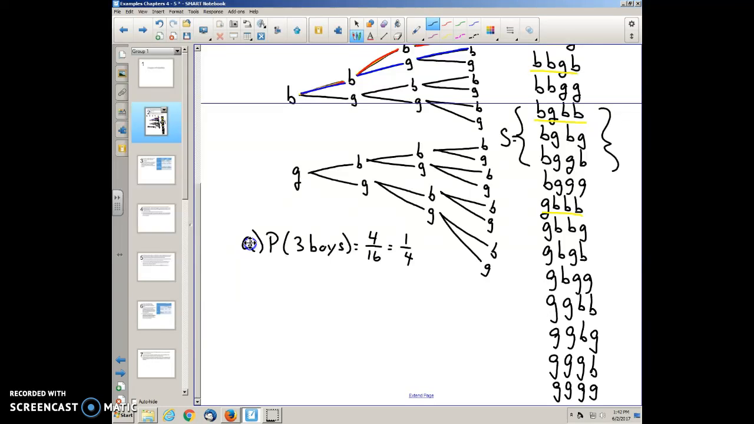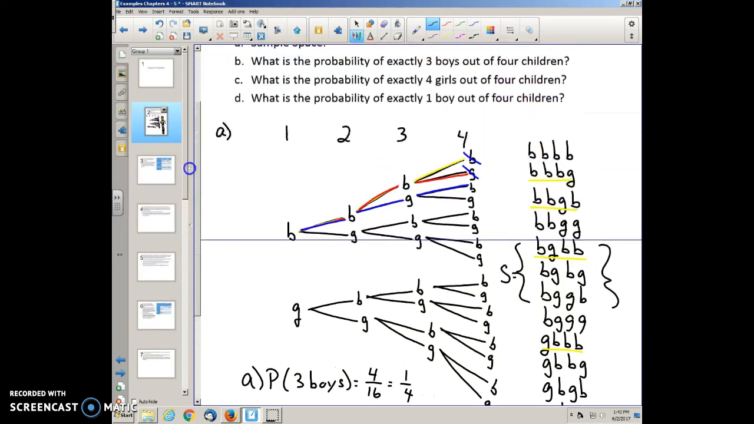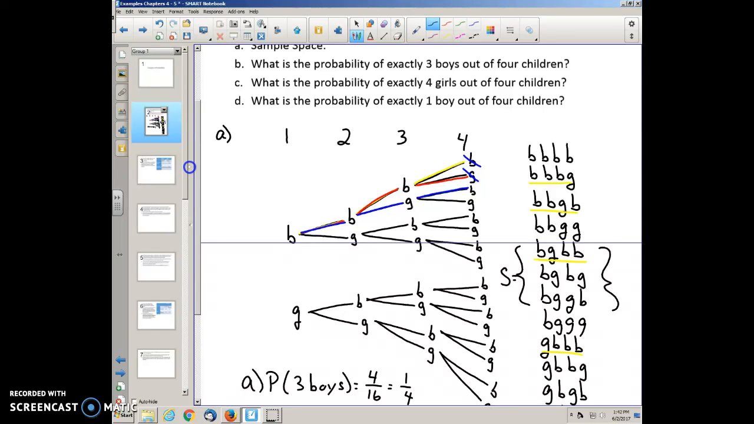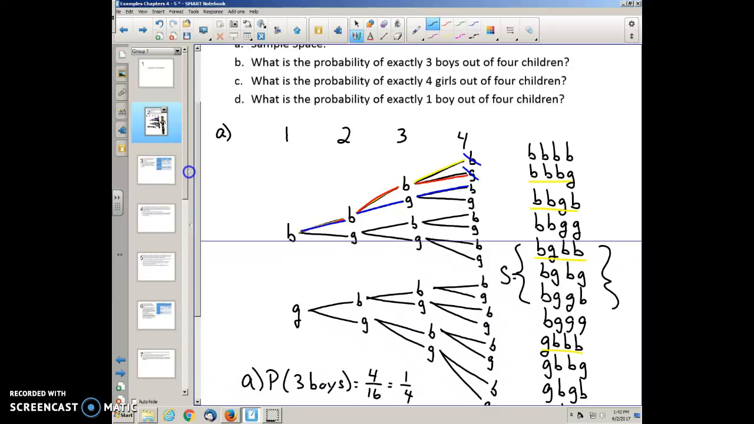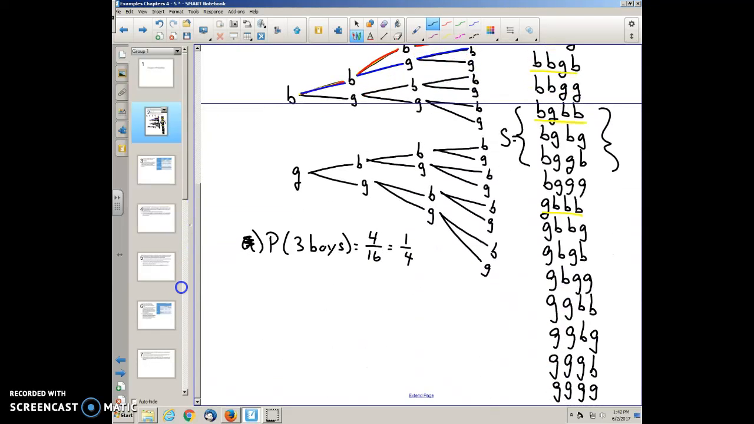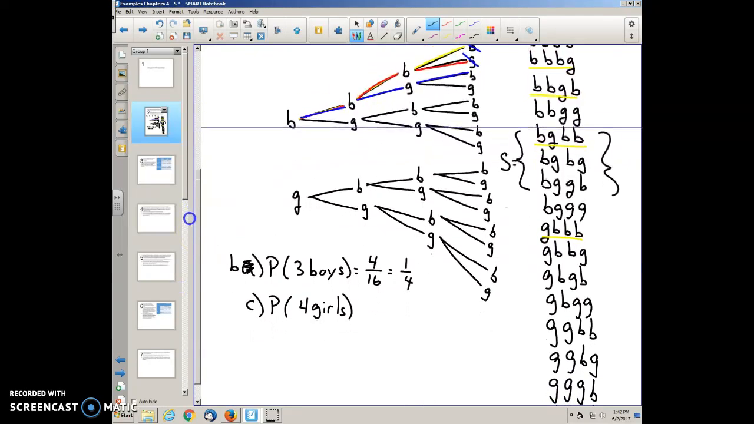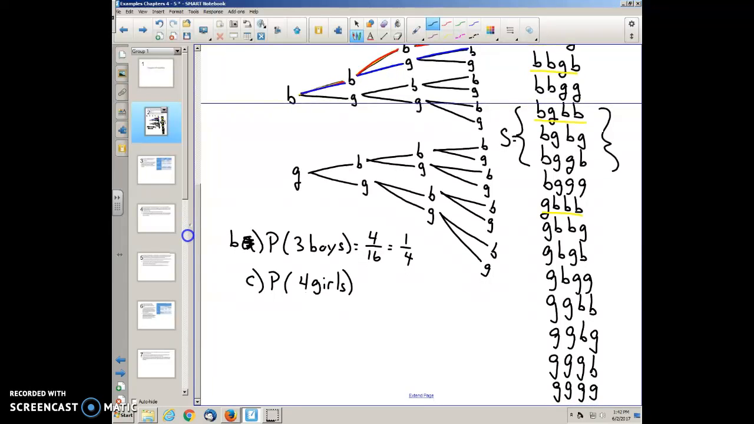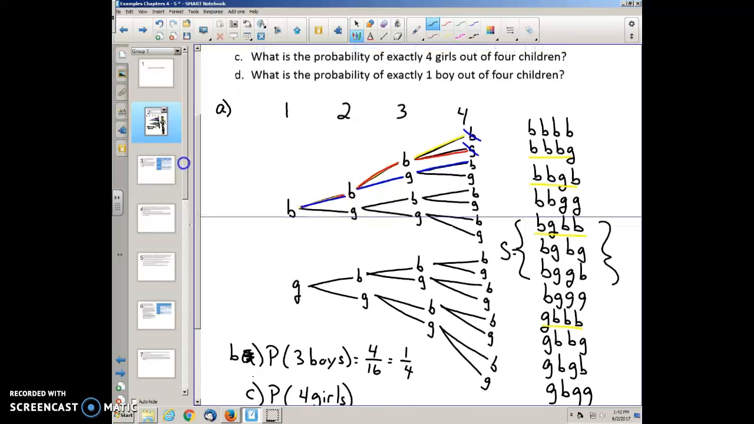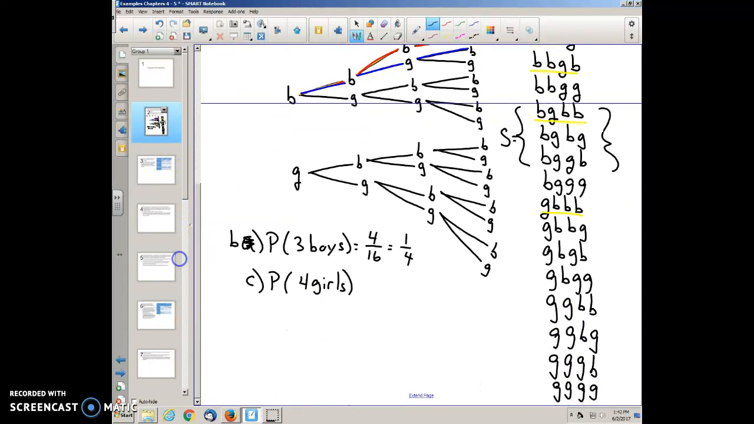B, What is the probability? Oh, that was B. I'm sorry. C. What is the probability of exactly 4 girls? So let's go look at our list. And we only find one case where there's exactly 4 girls at the very end. So probability of 4 girls is 1 out of 16.